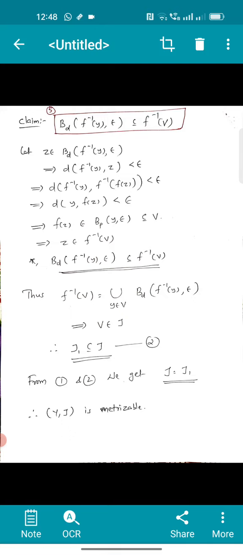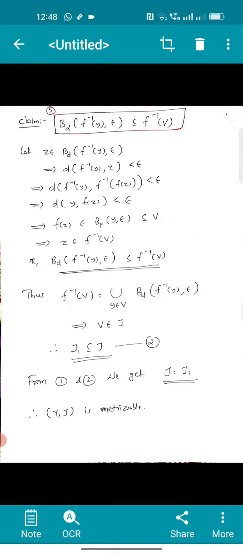Take an element z of B_d(f⁻¹(y), ε), or d of f⁻¹(y), z is less than ε, or d of f⁻¹(y), f⁻¹(f(z)) is less than ε. That is, ρ of y, f(z) is less than ε. This implies f(z) is an element of B_ρ(y, ε), which is a subset or equal to V. That is, z is an element of f⁻¹(V), or B_d(f⁻¹(y), ε) is a subset or equal to f⁻¹(V).